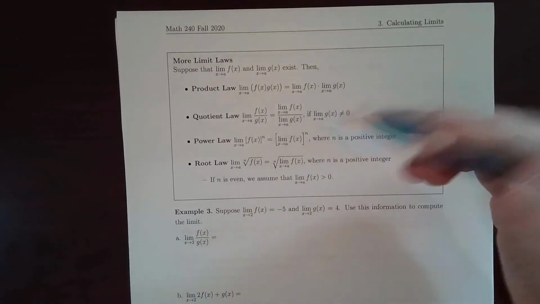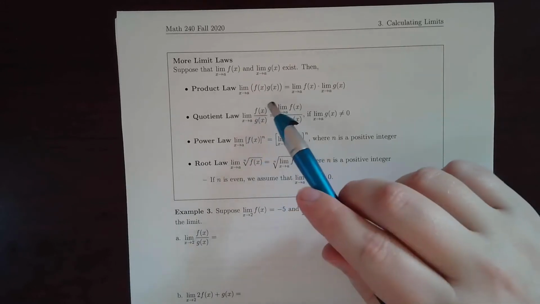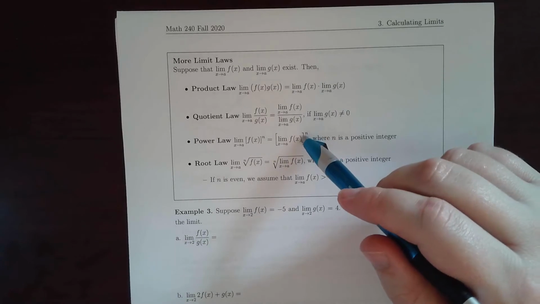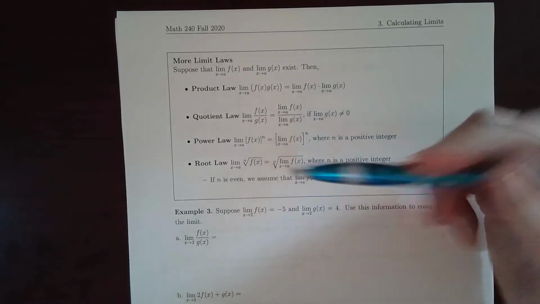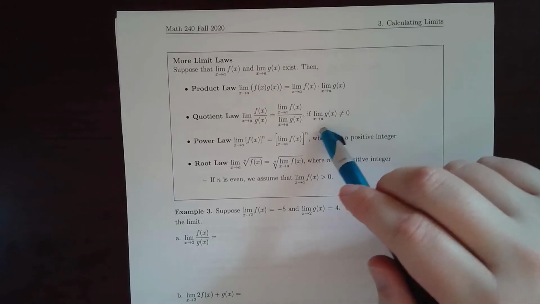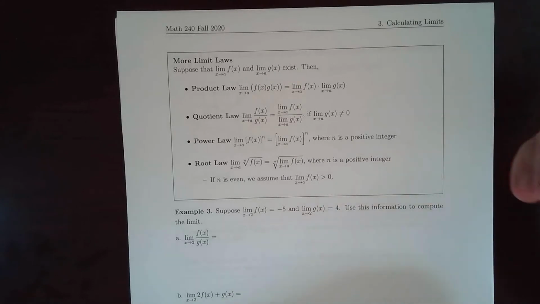So if we know these limits, we can multiply them together. If we have the limit as x approaches a of f of x divided by g of x, what we can do is calculate those limits separately of each of those functions and then divide out those values. Of course, this assumes that the limit as x approaches a of g of x is not equal to 0, because again, we don't want to divide by 0.